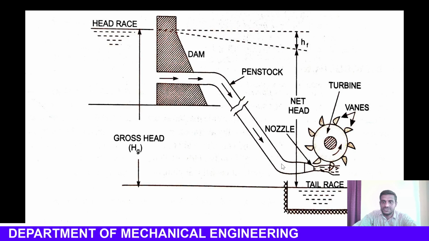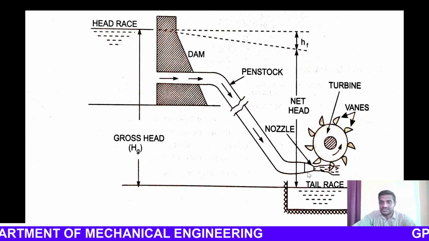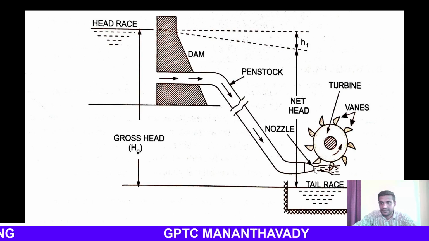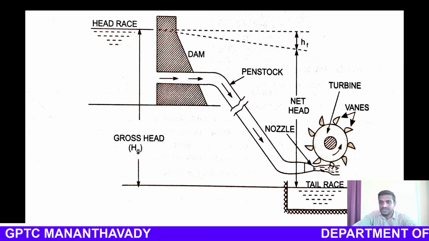A nozzle is a tapering cross section. Let us assume A1V1 is equal to A2V2. That is the continuity equation. Here you can see that the area is more, and here the area is less. It is a tapering section. As the area decreases, by the continuity equation the discharge is constant, so decreasing area means the velocity is increased. So water at high velocity is allowed to strike the vanes.